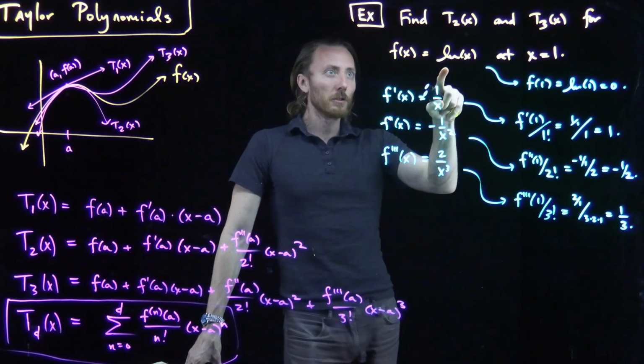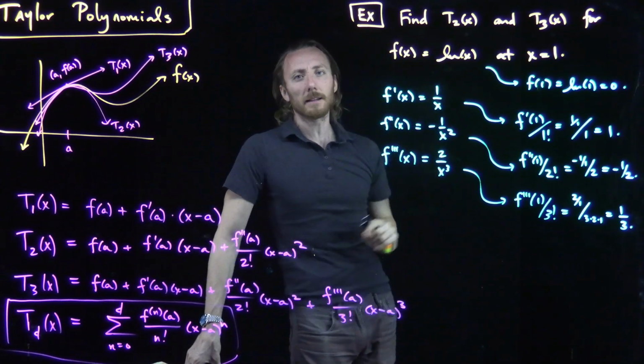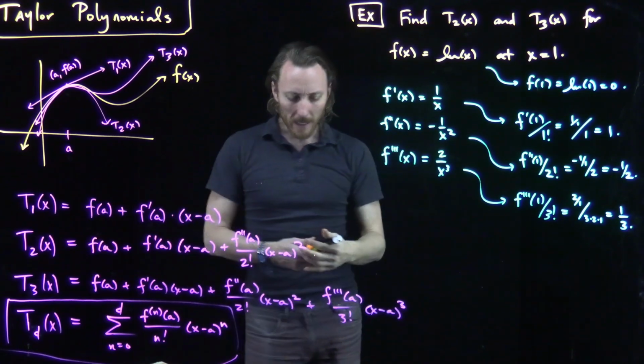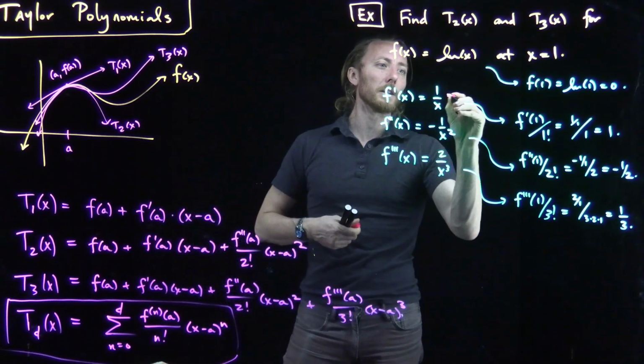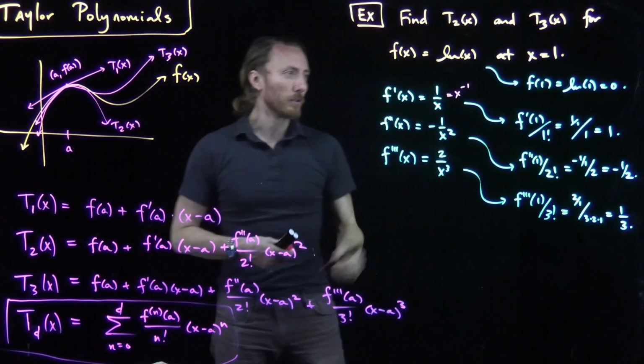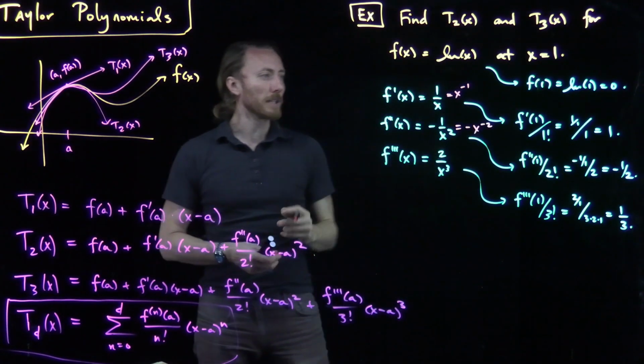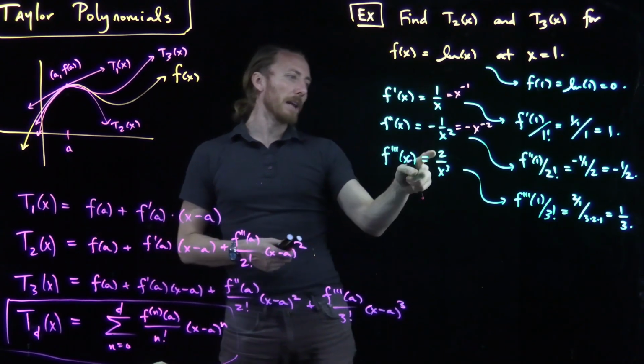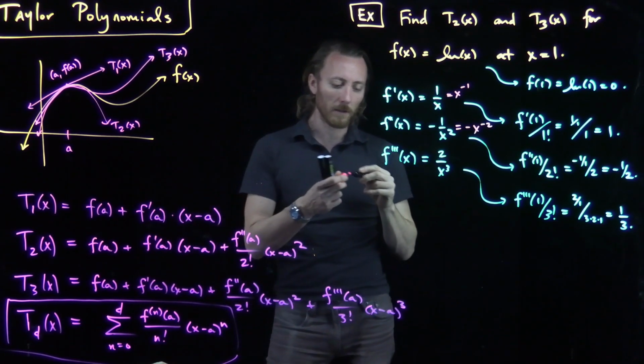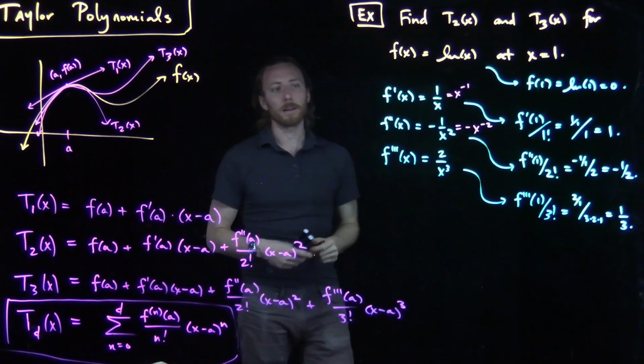So derivatives here: if f of x is ln x, then its derivative is 1 over x. Taking the derivative of that, you could think of this as x to the minus 1, which would give you minus x to the minus 2. And if you think of minus x to the minus 2 as your second derivative, then when you take the derivative again, you'll get 2 over x to the 3, because you'll get 2x to the minus 3.